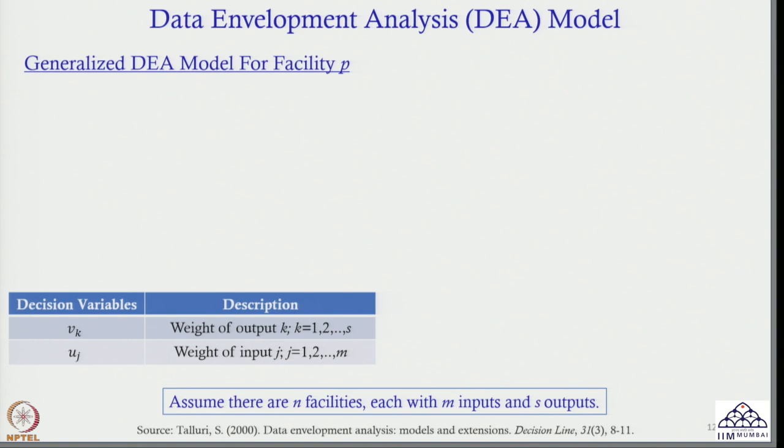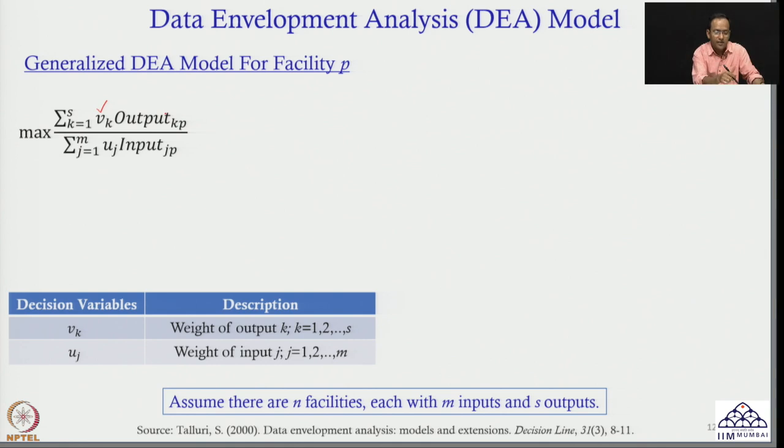So, the generalized data envelopment analysis model for facility P. Okay. So, now this is my objective function. So, what is the numerator value? It is nothing but the weighted sum of outputs. So, I have weight Vk. Vk is nothing but the weight of output k. I am multiplying it with the kth output value of facility P. So, for facility P, I have the kth output, and that should be multiplied by Vk and then I am summing all of these up. So, this is nothing but the weighted sum of outputs.